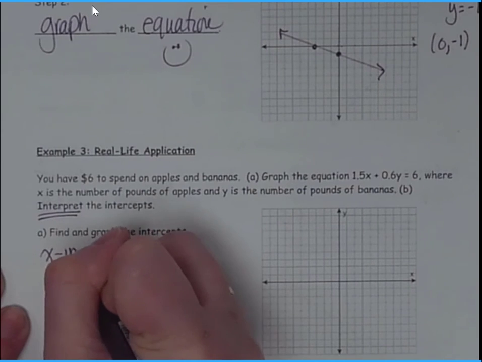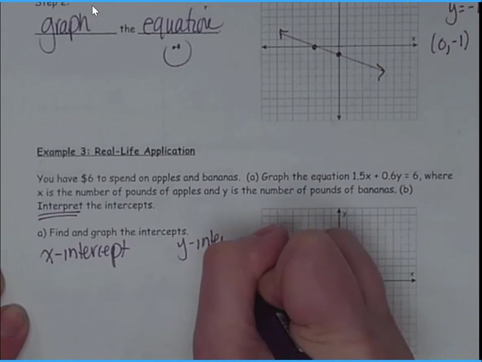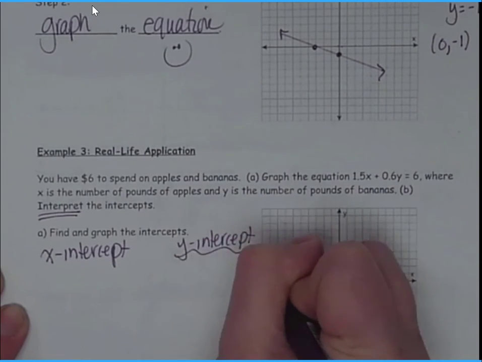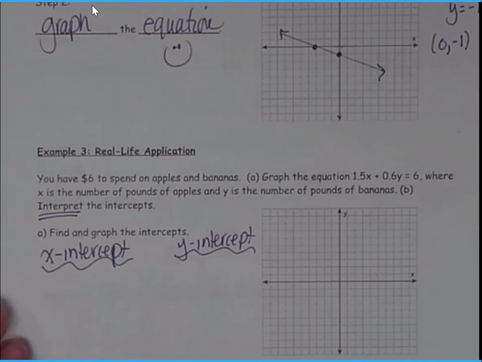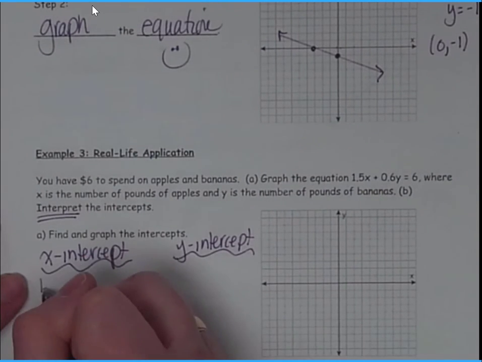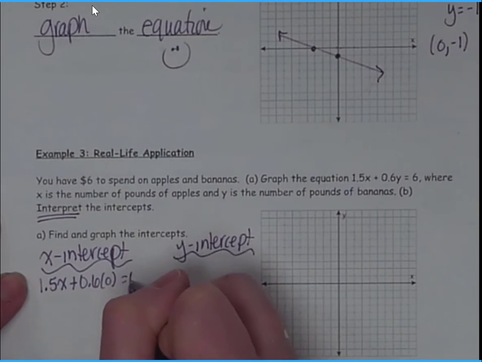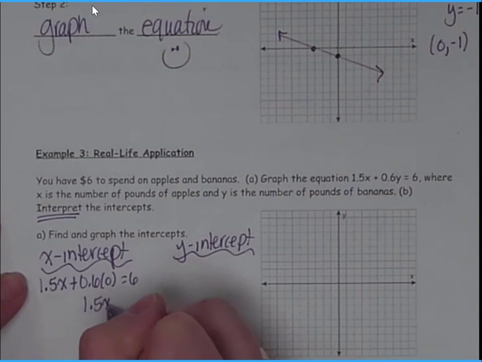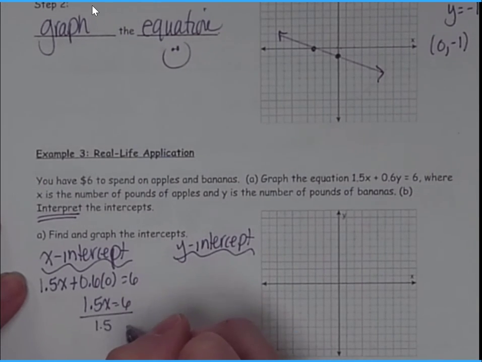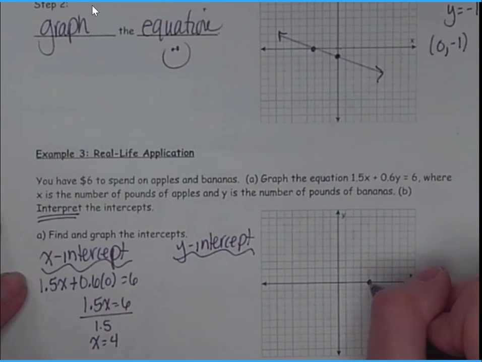So first thing I want to do is find the x-intercept. Now, honestly, it doesn't matter if you find the x or y first. X just comes first in the alphabet, so that's what I'm going to do. So we're going to find the x-intercept. I'm going to set y equal to 0. So I have 1 and 5/10 x plus 6/10 times 0 equals 6. So I have 1 and 5/10 x equals 6. Divide by 1 and 5/10, x equals 4. So that means my x-intercept is 4, 0.